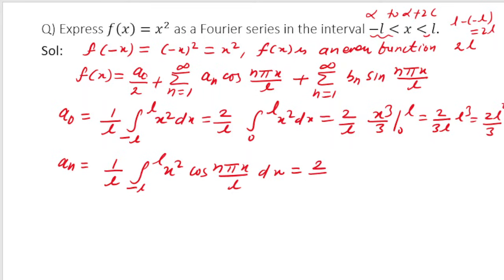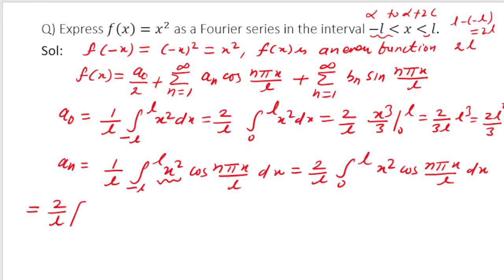So I can write 2 by L, 0 to L. I hope this is clear. Even function, product is even. So 1 by L can be written as 2 by L, 0 to L, x square cos n pi x by L dx. Expand it, 2 by L, integrate using the integration by parts.